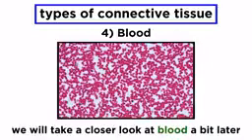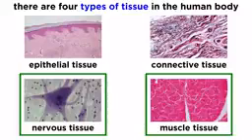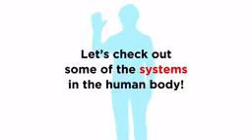Since blood is so different from the other types of connective tissue we have just discussed, we will hold off on describing blood until we investigate the circulatory system. There are two more types of tissue, those being muscle tissue and nervous tissue, but we will delve into those when we discuss the muscular system and the nervous system. For now, let's move forward and investigate some other systems first.